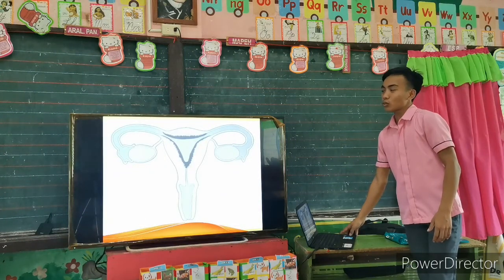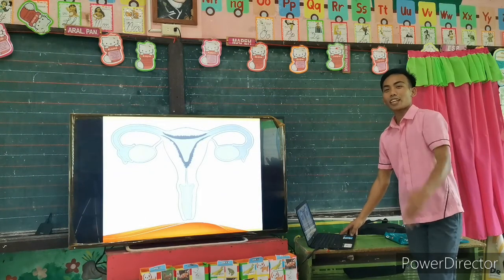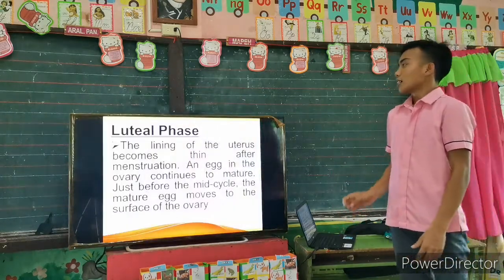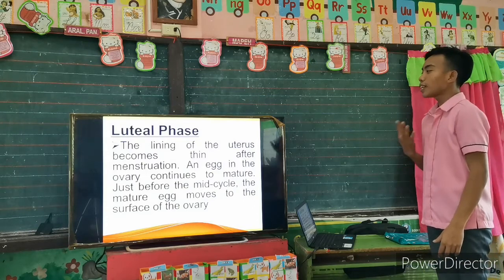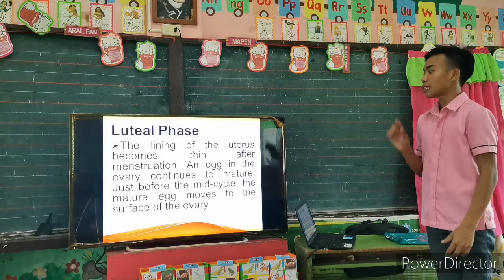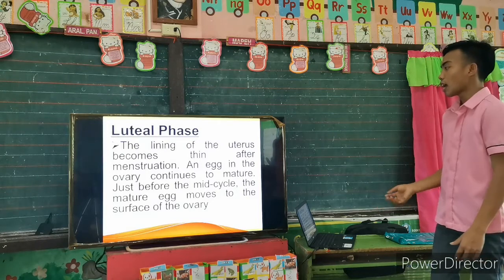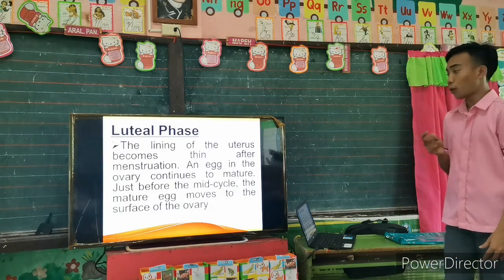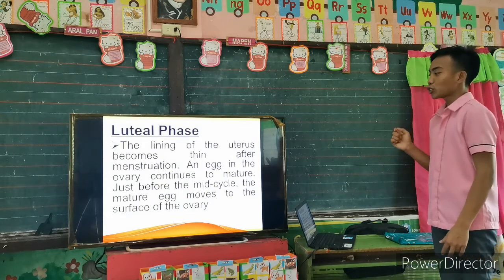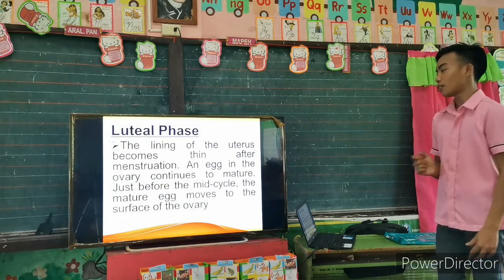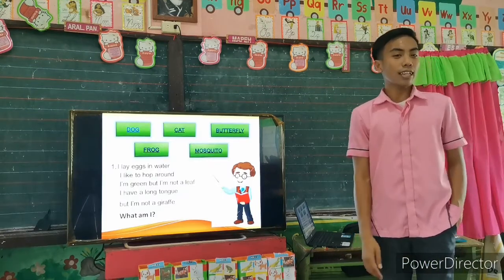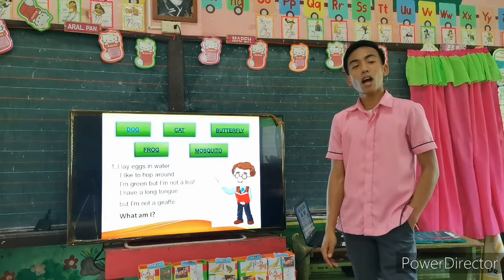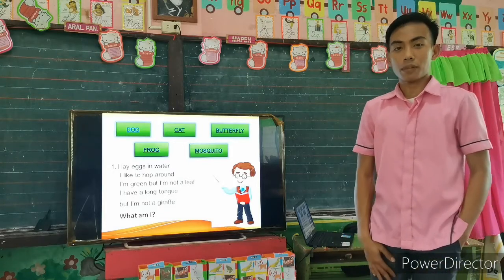The fourth one is, what is this? Okay, Judy Ann, very good. This is the luteal phase. Okay, the luteal phase, the lining of the uterus becomes thin after menstruation. An egg in the ovary continues to mature. Just before the mid-cycle, the mature egg moves to the surface of the ovary. Okay, class, all your answers are correct. And it really showed that you have understood our previous topic.